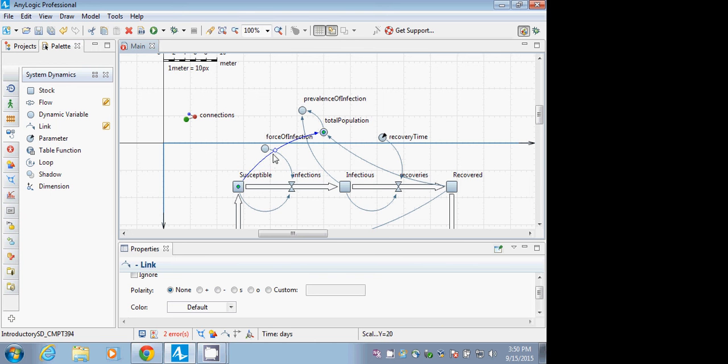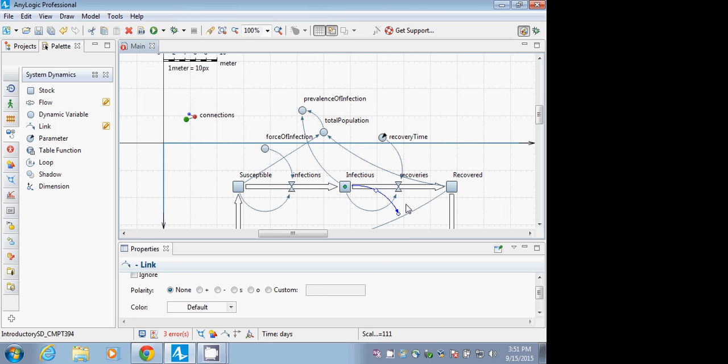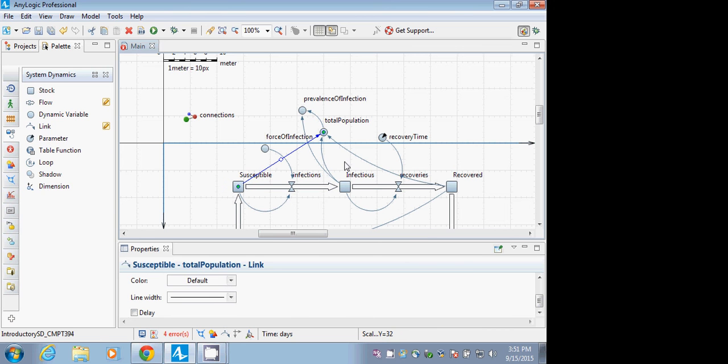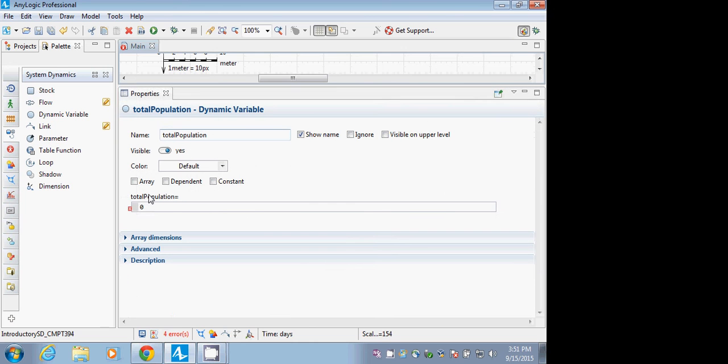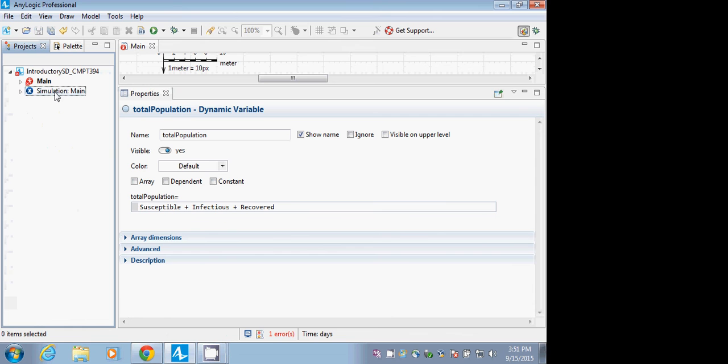Remember, these stocks keep track of the current state of the system, how many people are in each category. So if I want to compute the total population, I add up the number of people in each category. The stocks dictate the current status of the population in terms of count of people. So I add, in short, a dependency on each of these stocks in the total population. Give me the formula for it now. Susceptible plus infectious plus recovered.